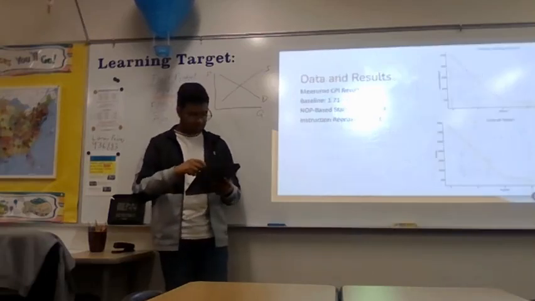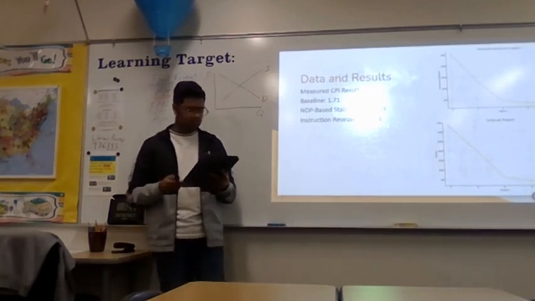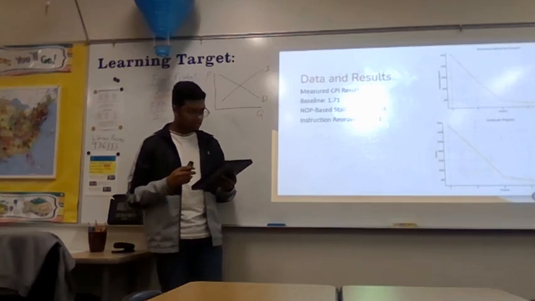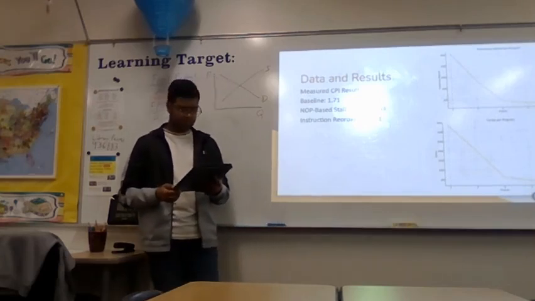In my data and results, my CPI results were 1.71 for the baseline, 1.44 for the NOP, and 1.71 for the instruction reordering. But the CPI itself is not telling the entire story.